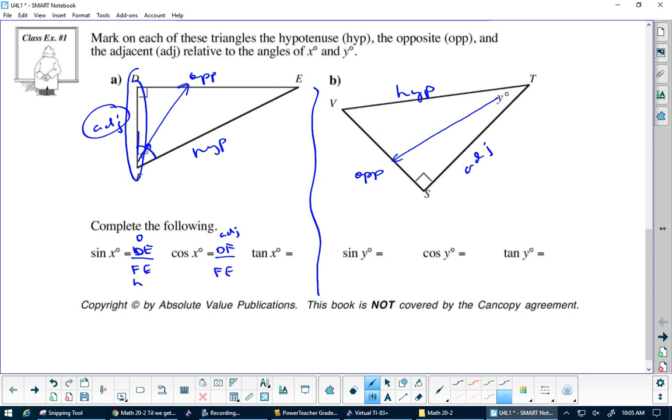Tan is, I should put hypotenuse here. Tan is opposite over adjacent, right? So my opposite is DE, and my adjacent is DF. Okay, and I don't think we need to do the second triangle. We should be able to see how that works.